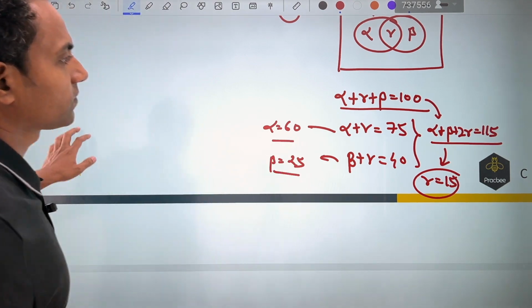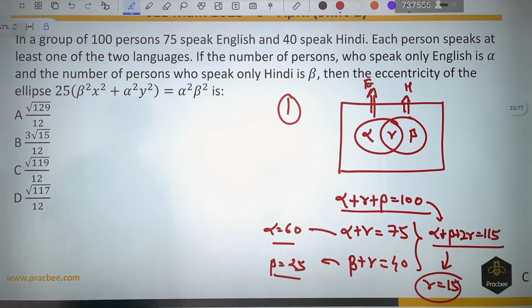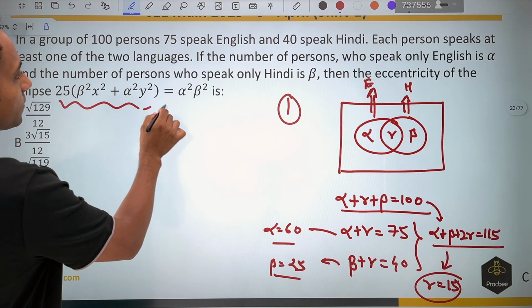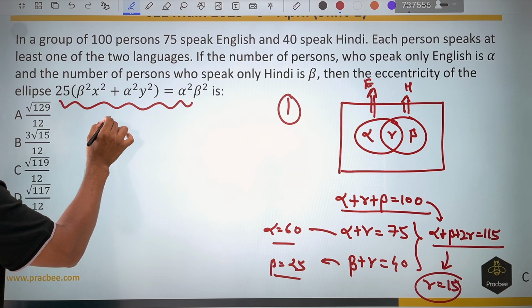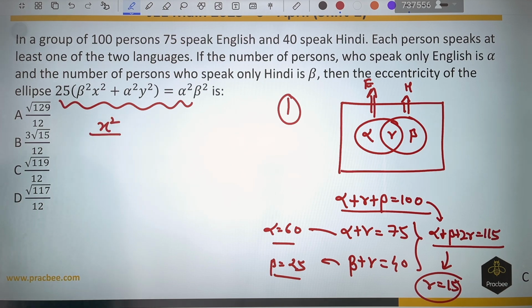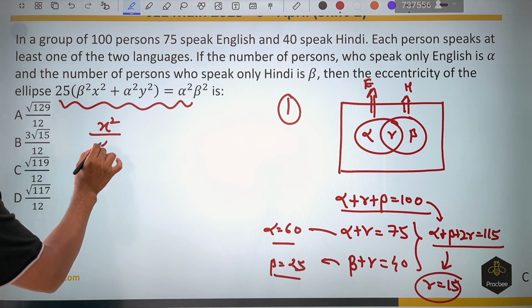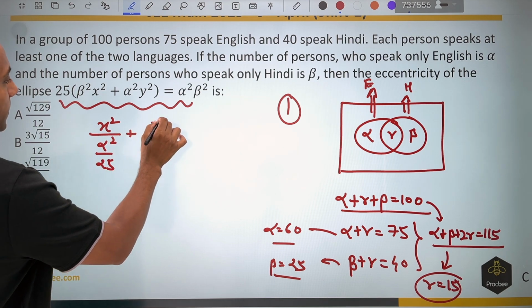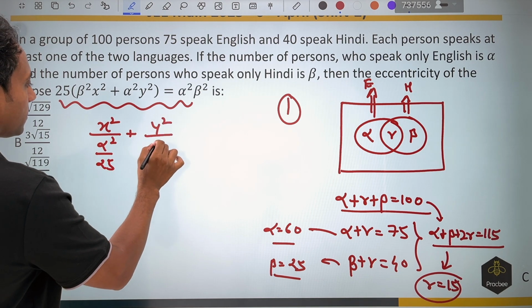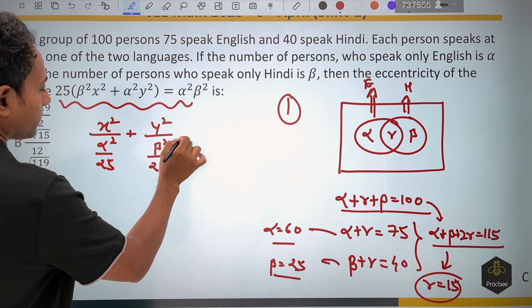After getting this value, now there is a second part of the question that goes into ellipse. They have given the equation of the ellipse. They want us to find the eccentricity. So first let us write it down. If I divide by alpha square beta square, this will become x square by alpha square, let us take 25 in the denominator, plus y square by beta square by 25. This will be equal to 1.